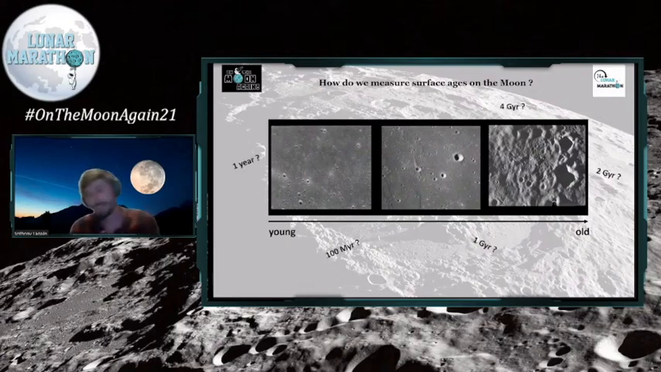So, okay, that's cool. With this logic, you can compare different surfaces with different numbers of craters, and we can tell which one is younger, which one is older. But we can't tell how old the surface is. 1 year old, 100 million years old, 4 billion years old? We don't know that, and we need something else to quantify that.